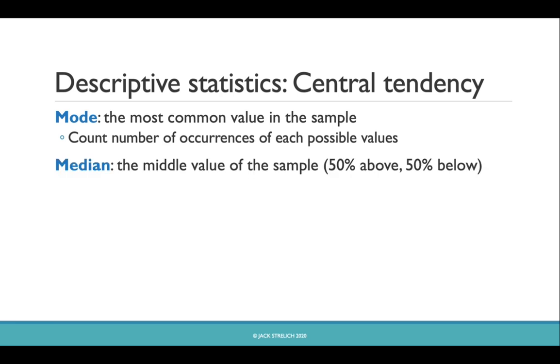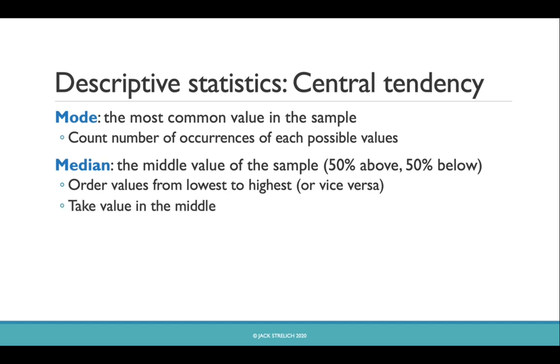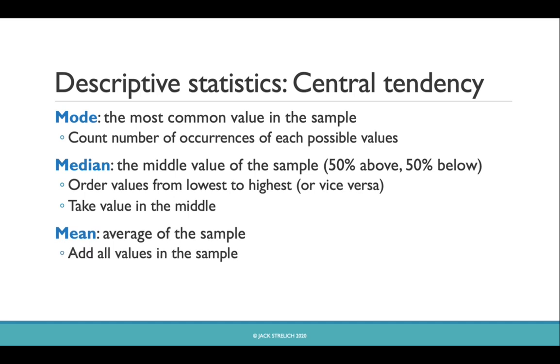Second, we have the median. The median is the middle value of the sample. In other words, 50% of values fall below it, and 50% fall above it. To find the median, we order values from the lowest to the highest, or vice versa, and find the value in the middle. Third, we have the mean, which is simply the average of the sample. We find this by adding together all of the values in the sample, and then dividing by the sample size. So all three of these are just different ways of describing what the middle of the data looks like, in other words, the central tendency.